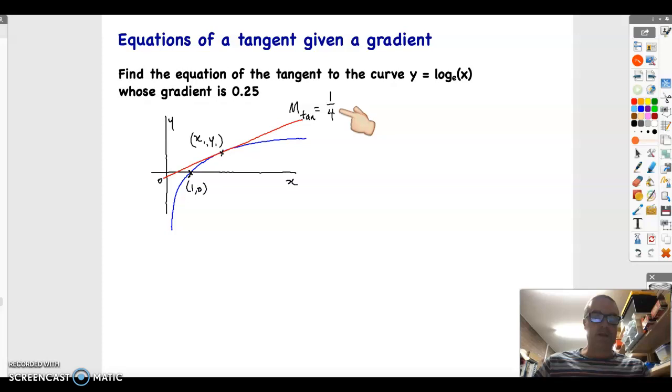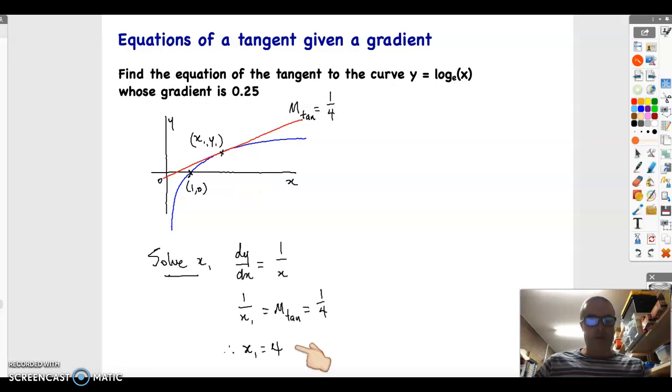I've sketched a tangent. It has a gradient that looks like it could be 1/4, and I've labelled x1, y1, which from the sketch, the graph, we don't actually know yet. So I'm going to solve for x1. In this case, we're going to use the derivative, which we say is 1 on x for log x.